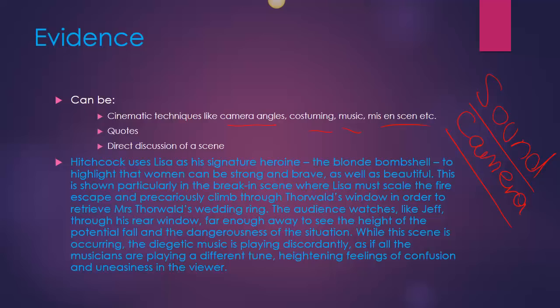Okay, so I've basically set the scene, and I've pulled out both the camera angle stuff that I want and the sound stuff. So the camera angle stuff is this: the audience watches, like Jeff, through the rear window, far enough away to see the height of the potential fall and the danger of the situation. And then I've got my sound stuff about the diegetic music. So that's my evidence. Let's move on to my explanation.